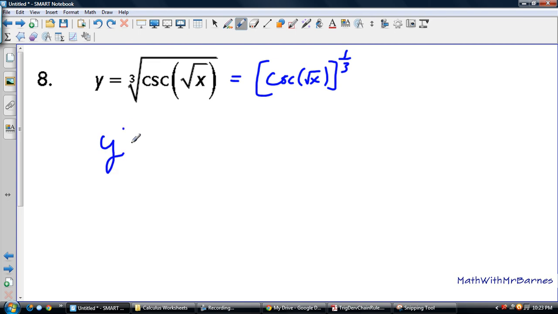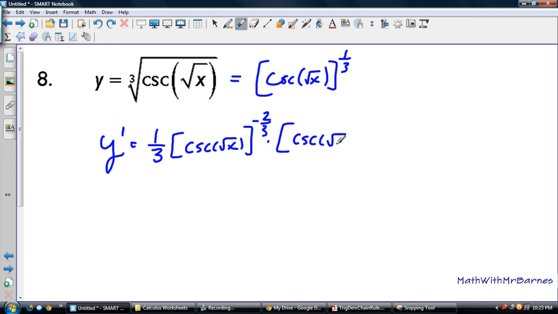So y prime, so we do the outside function first, so it's the 1 over 3 out front. Cosecant stays inside, and then we subtract off 1, so negative 2 over 3 times the derivative of what's inside. Just like that. So now we have to take the derivative of this guy. So the derivative of cosecant x. So the derivative of cosecant is negative cosecant cotangent.